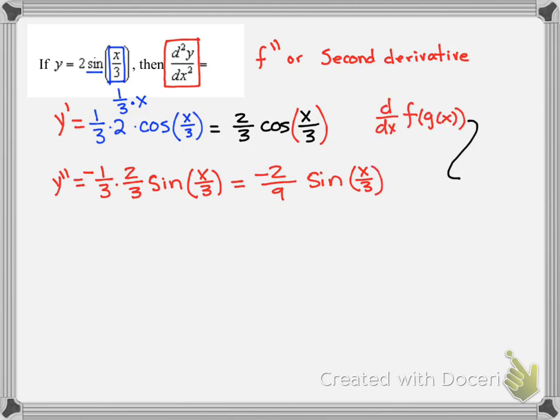This is working off this chain rule where the derivative of a composite function will be the derivative of the inner function, g prime of x, times the derivative of the outer function with the inner function plugged back in. That's what we did here.